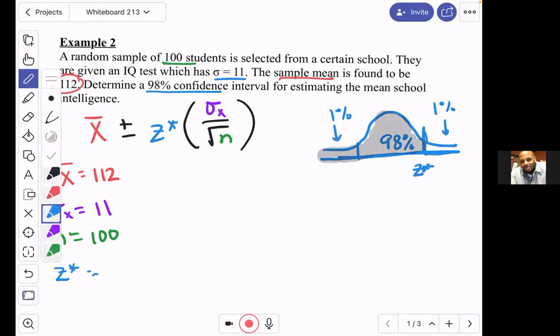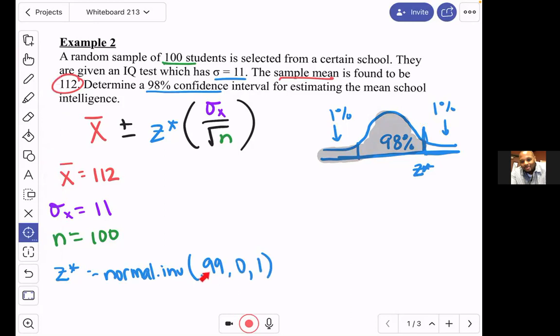So in Excel, the Z star is actually equal to normal dot inverse, INV. Normal dot inverse. Type in your area, 0.99. Your mean for a Z curve is 0, standard deviation is 1. Where did I get this 0.99 from? 98 plus 1. Good, 98 plus 1%. That's where I'm getting that from.